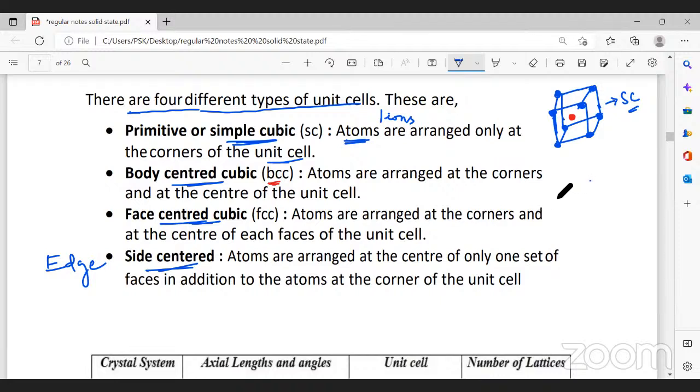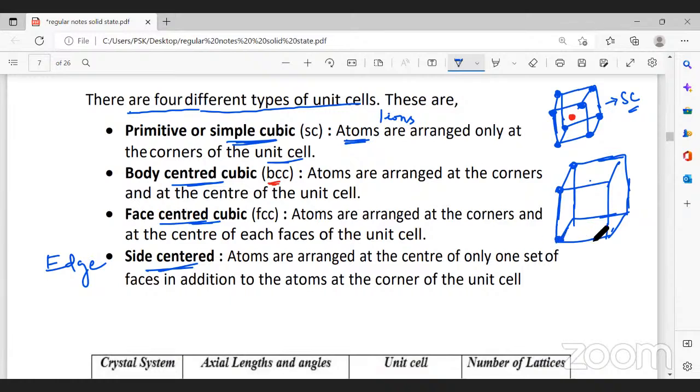Now, coming to the next, face-centered. I'll try to draw neatly. Let's see how it comes. You should understand this representation also. This is a simple cube that I'm drawing. Now, particles are present at the corners.